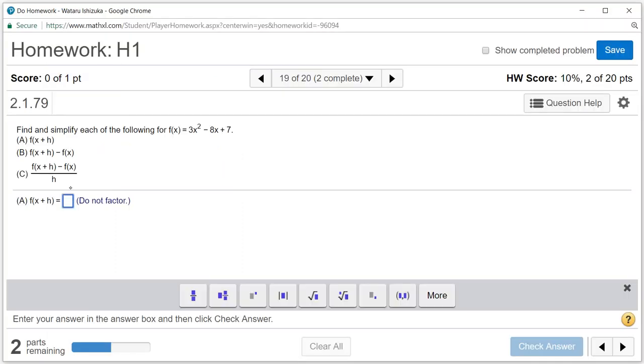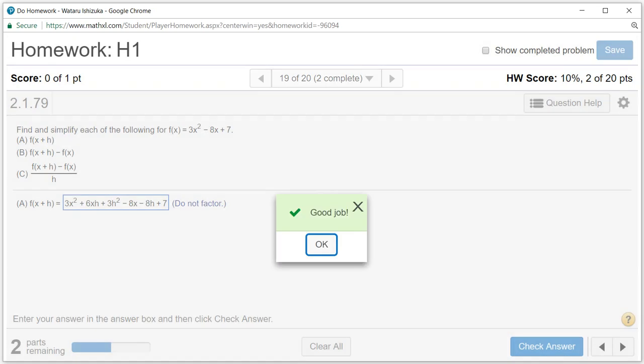Alright, so what we got was 3x squared plus 6xh plus 3h squared minus 8x minus 8h plus 7. Alright, so let's check the answer. So we got that. So let's do part B.